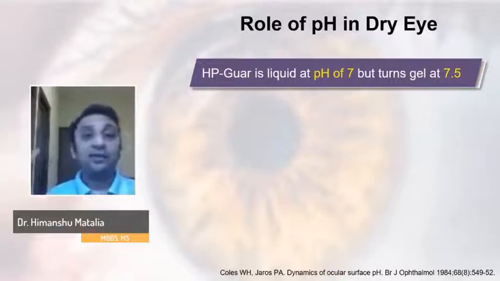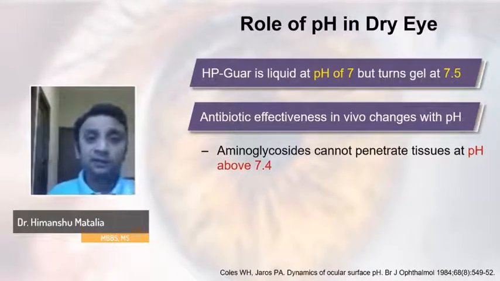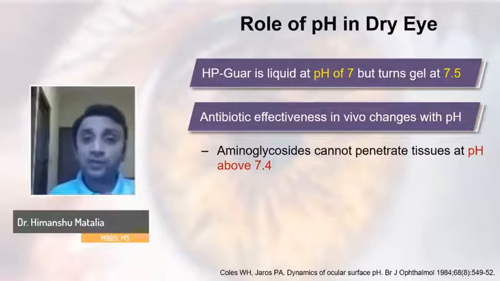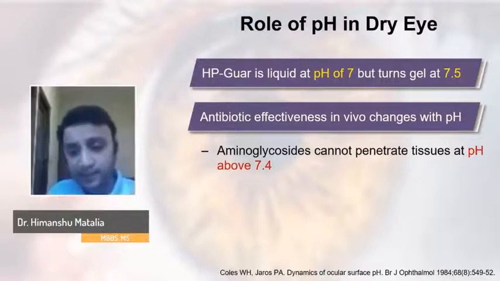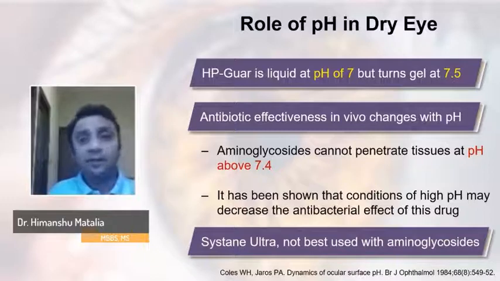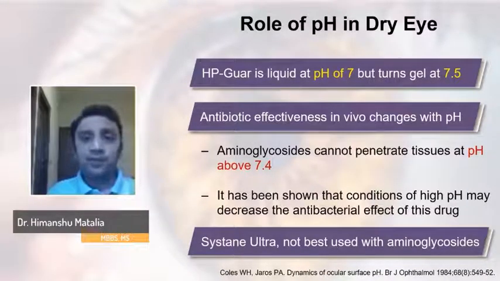and when the pH becomes basic, more than 7.5, it becomes a gel. Antibiotics like aminoglycosides only work when the pH is acidic. So if the effect of the antibiotic has to be there, the pH of the surface has to be acidic, and that's why these antibiotics are acidic. So in the case of conjunctivitis or microbial keratitis, if you combine these two together, either your antibiotic is not going to be effective, or your lubricant may not have the viscosity. So combining such medications may not be the best thing.